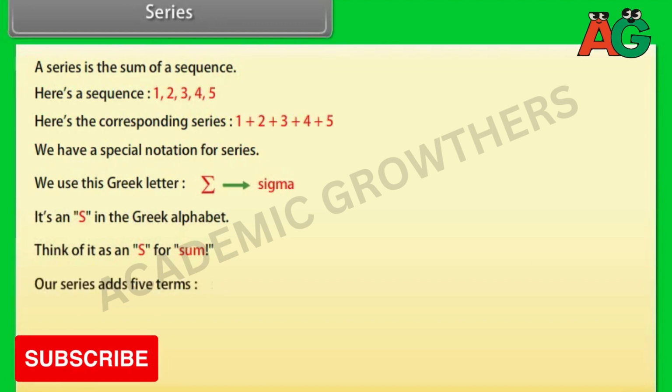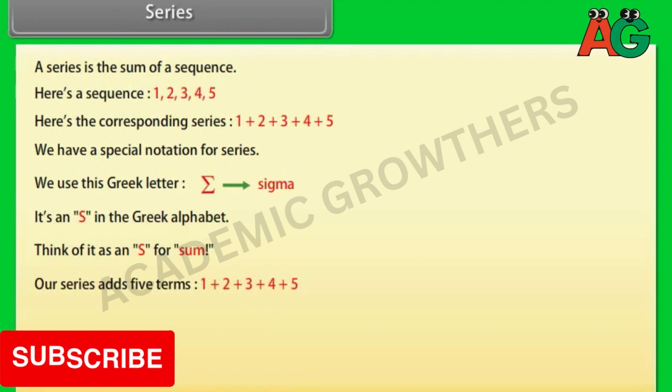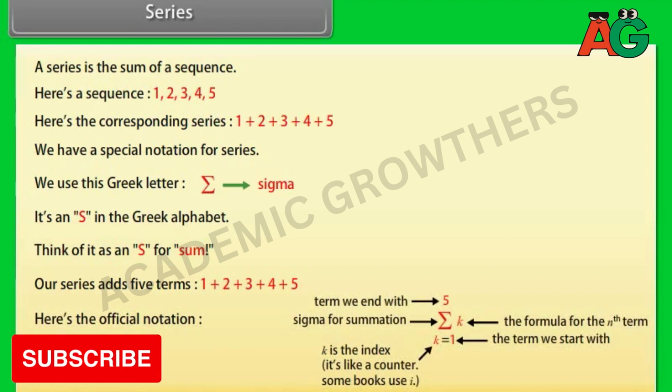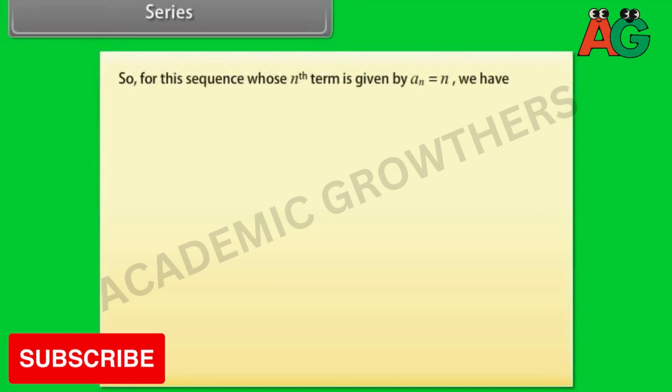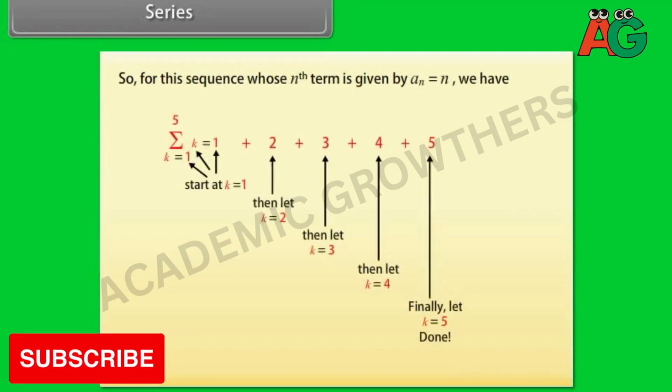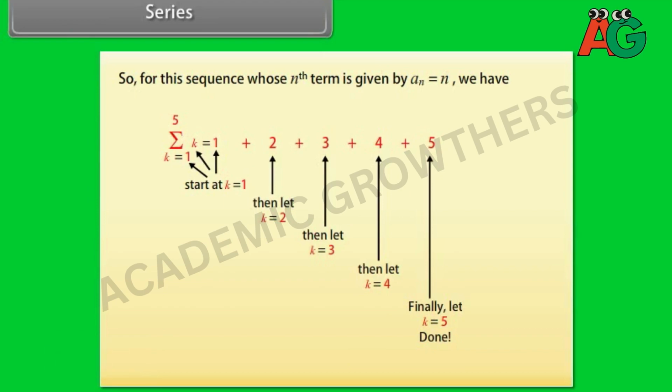Our series adds 5 terms, 1 + 2 + 3 + 4 + 5. Here is the official notation. Summation from k = 1 to 5 of k. So, for this sequence, whose nth term is given by an = n, the summation can be found as given and it is found to be 15.